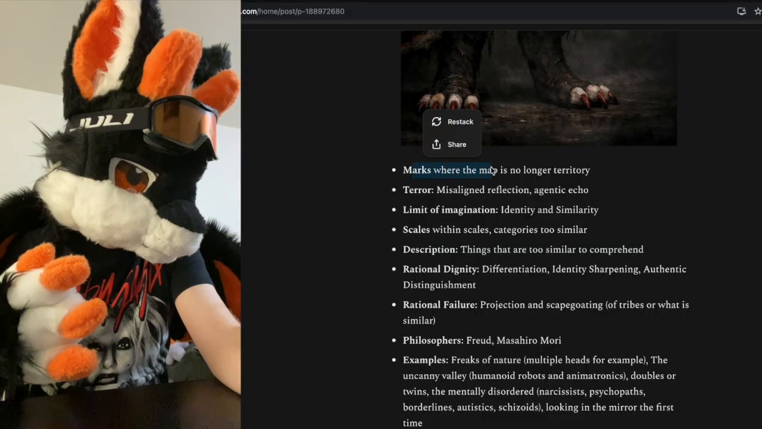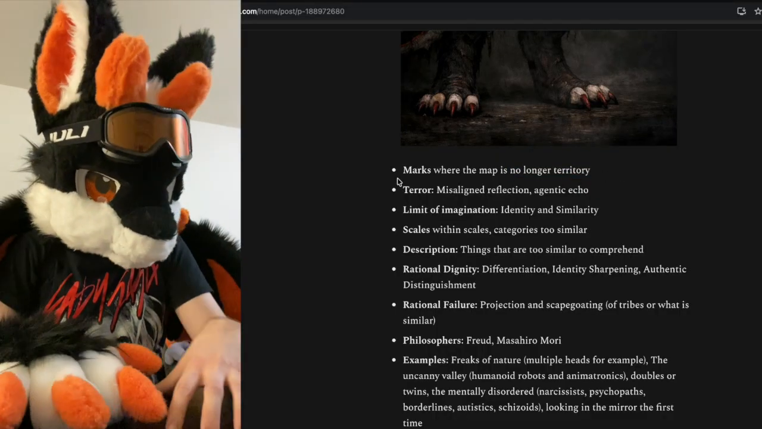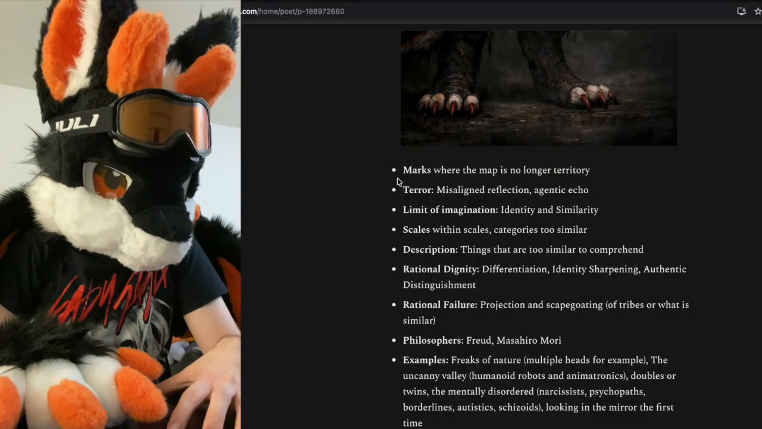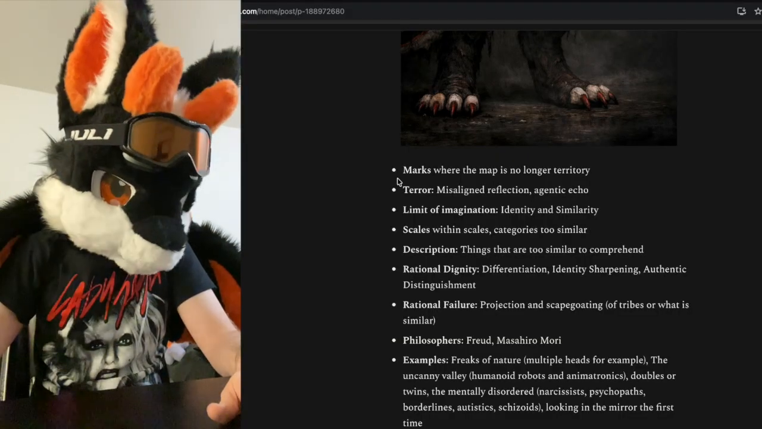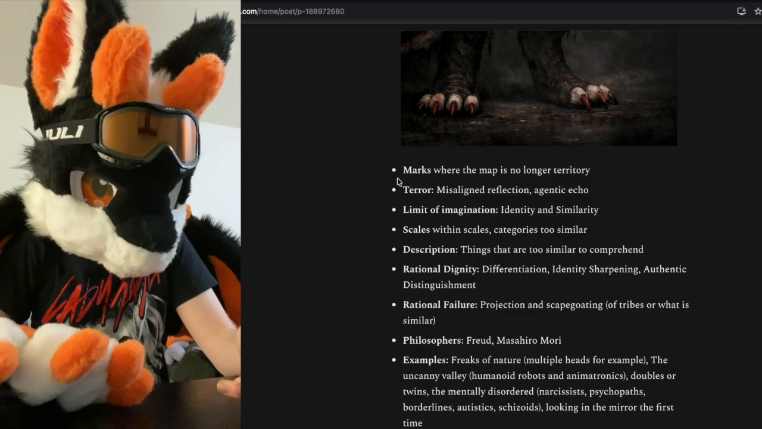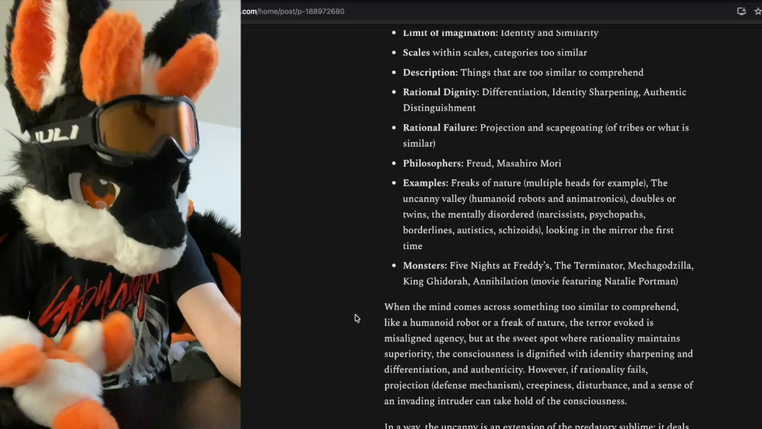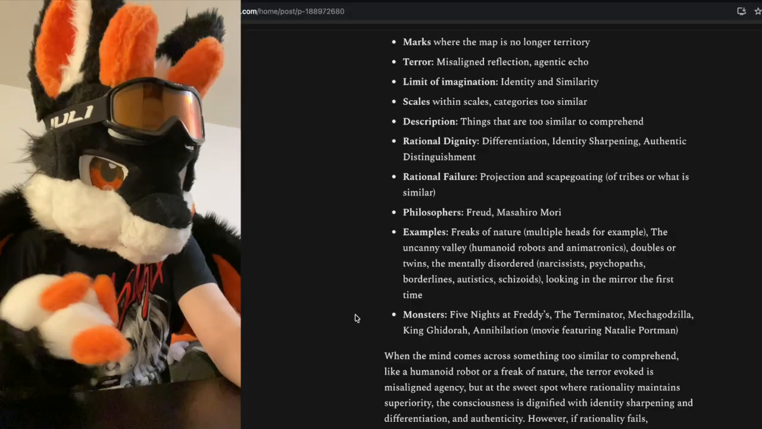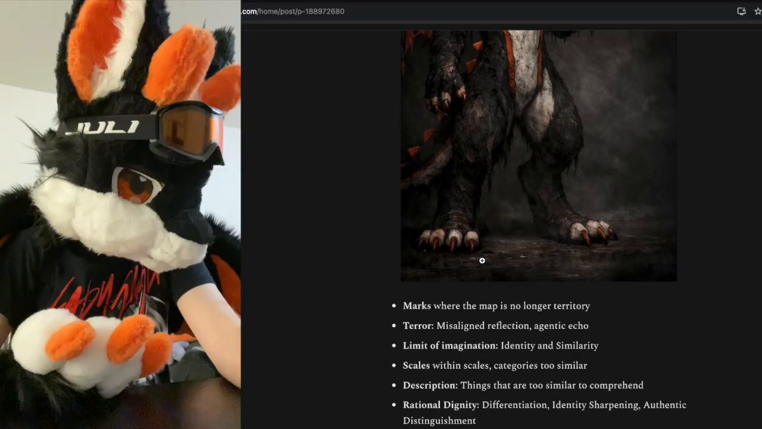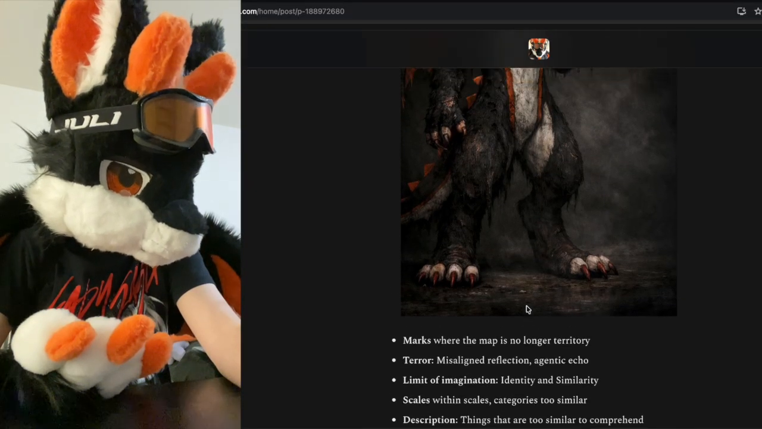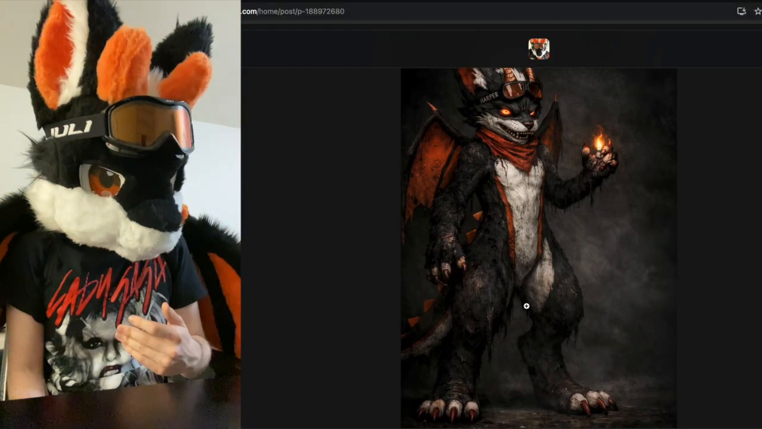So this marks where the map is no longer. Actually, I should change that. It's where you've covered territory that suddenly is not what it is anymore. So you think you've solved it, you think you have it figured out, but then it's not familiar anymore. And Freud actually says this when he talks about this. He has an essay on the uncanny, and it's when things that are familiar become alien again. And so you end up with a monster like this, with a misaligned reflection or an agentic echo.